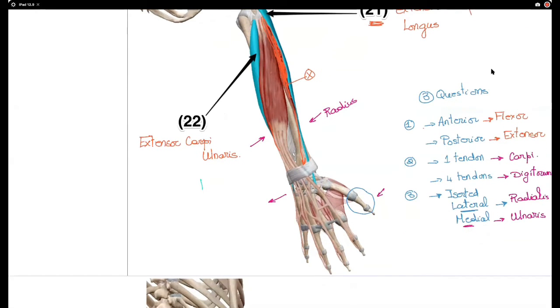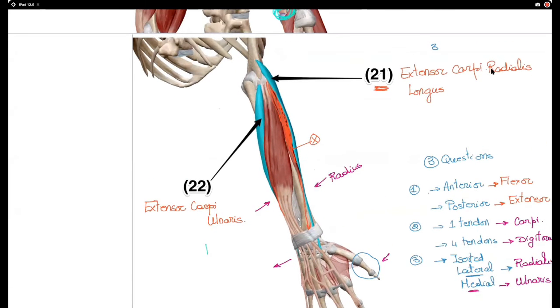The third question is to check whether the tendon is going towards the thumb or in the opposite direction. If it's going toward the thumb, this means it's going laterally, so it's going to be on the same side as the radius, so we call it radialis. Or if the tendon is going in the opposite direction from the thumb, in other words, the medial side, we're going to call it ulnaris.